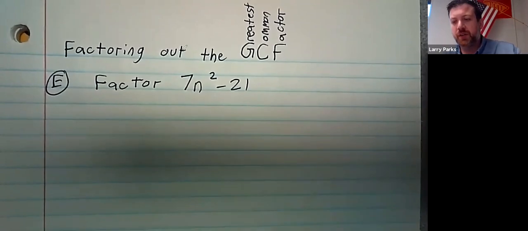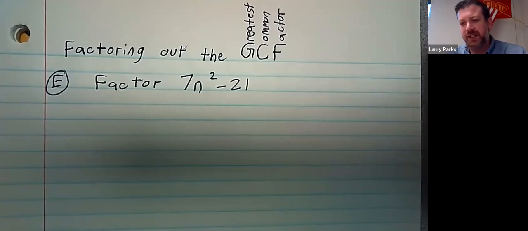So another review from factoring is something called the greatest common factor. Sometimes kids are kind of confused on what it means to be a greatest common factor. Greatest means the biggest. Common means they have that in common. And then factor would be a number that divides into those numbers.